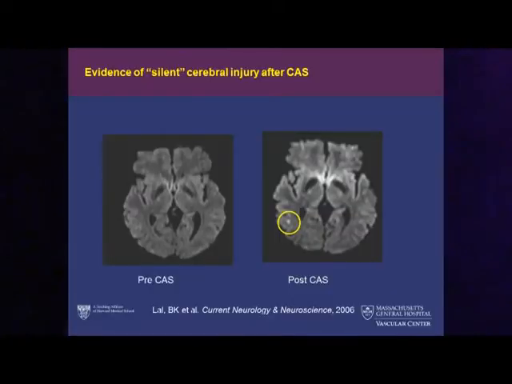And certainly the concept of cerebral reserve and how much you can tolerate is an important one. This is again from a publication by Dr. Lal, one of the co-PIs for CREST-2, again commenting on this incidence of silent cerebral injury after CAS. We saw very similar numbers come out of that ICSS study.